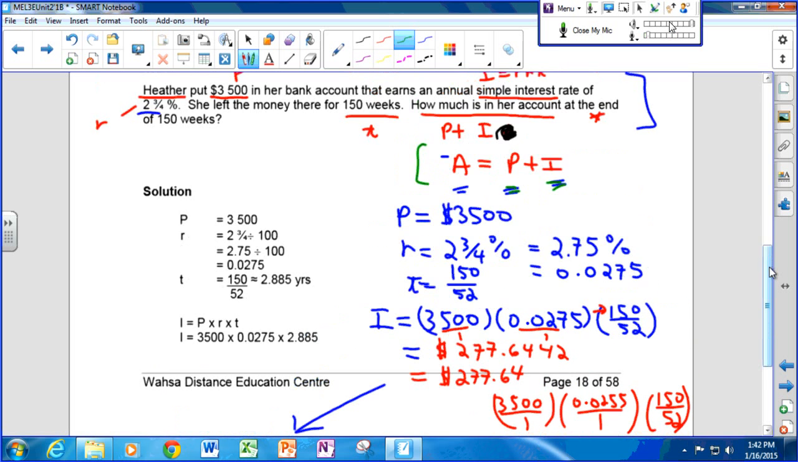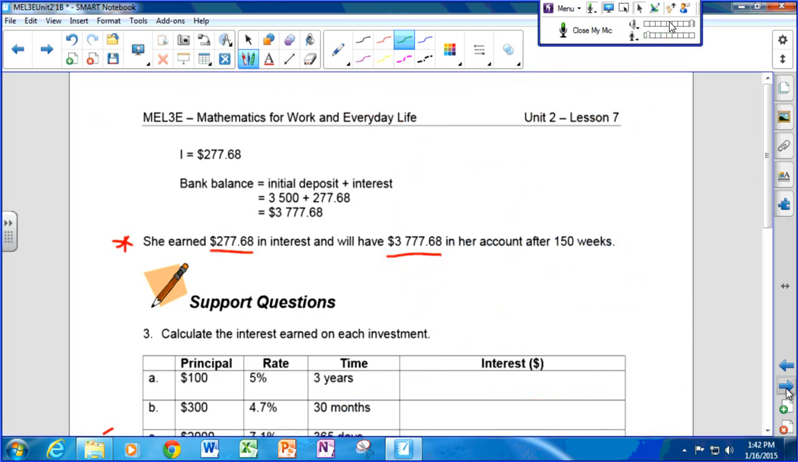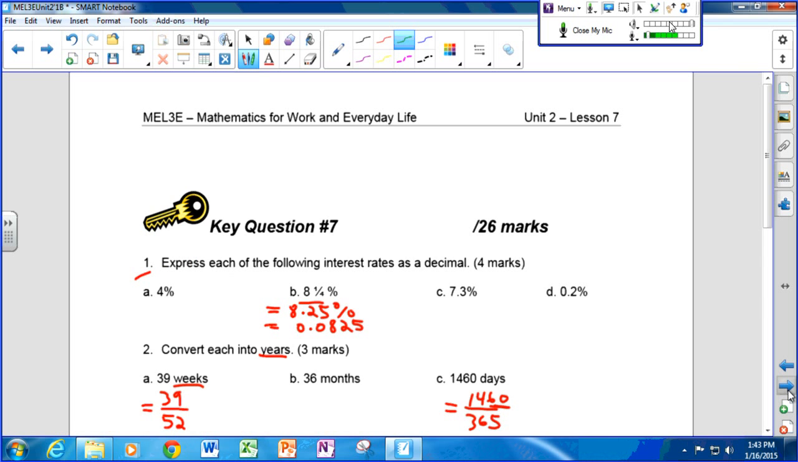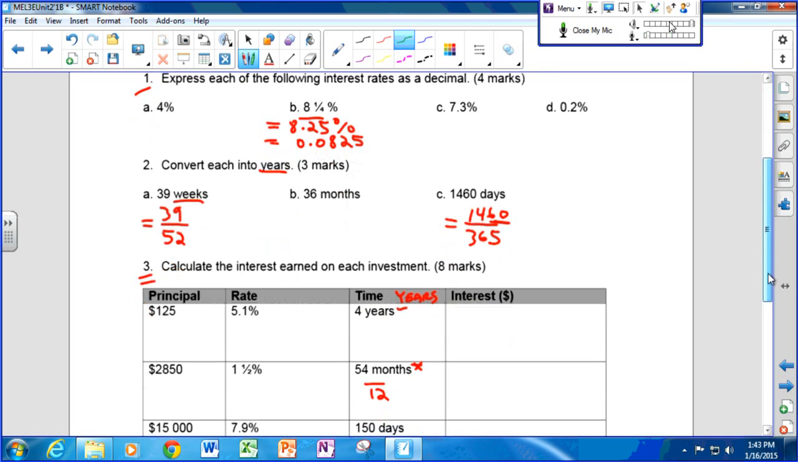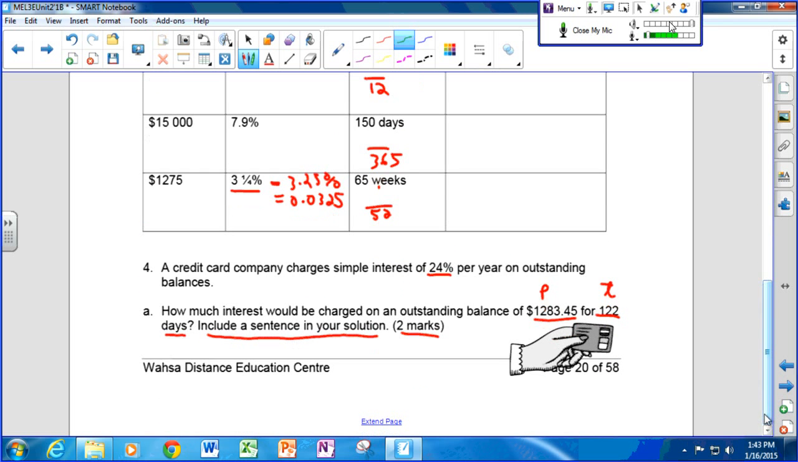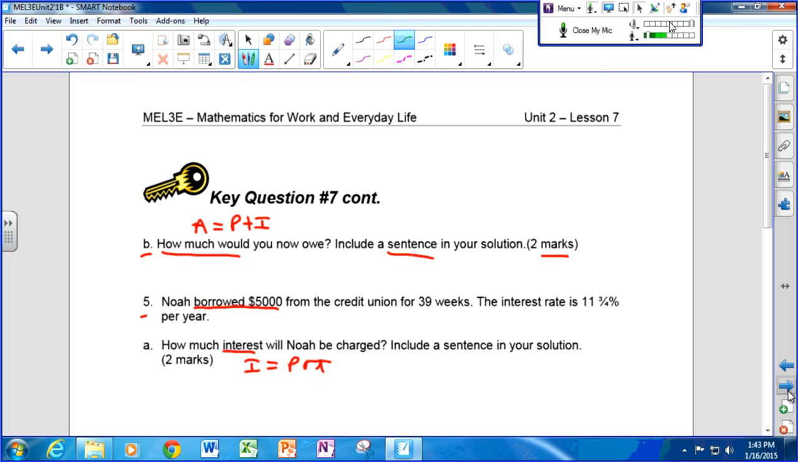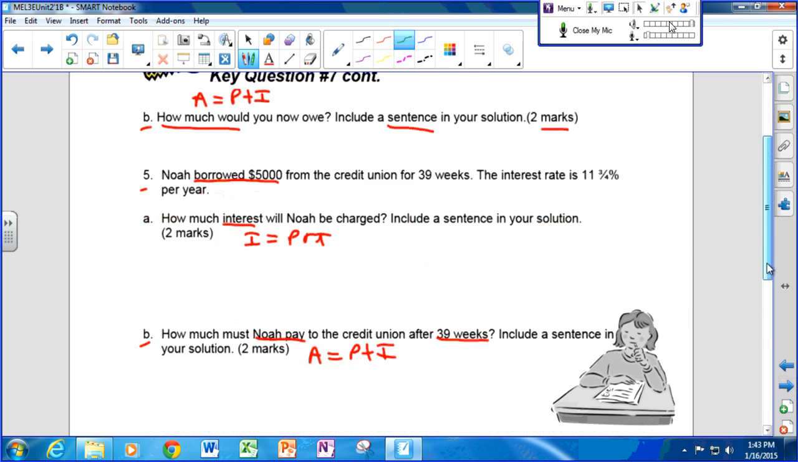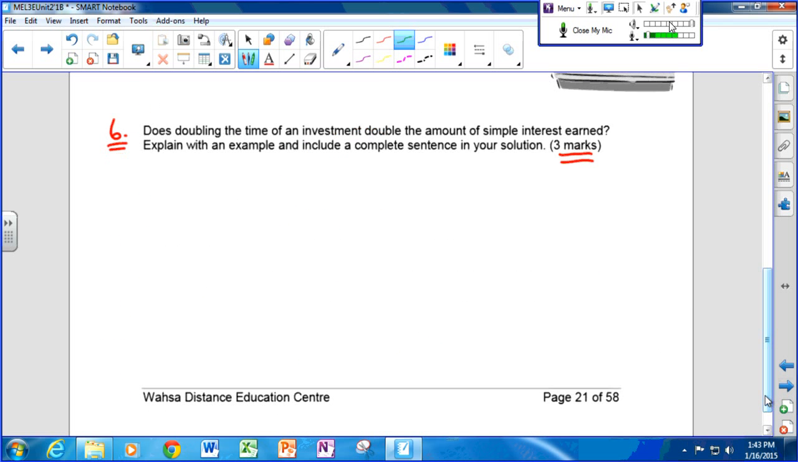Now that's different from compound interest, because in compound interest, what we actually get is the amount. So you have to be careful that you understand that for compound interest, it's the A. Okay. Now, I think we're doing all right here. Try a few of these, and you should have some feedback from your key questions anyway.